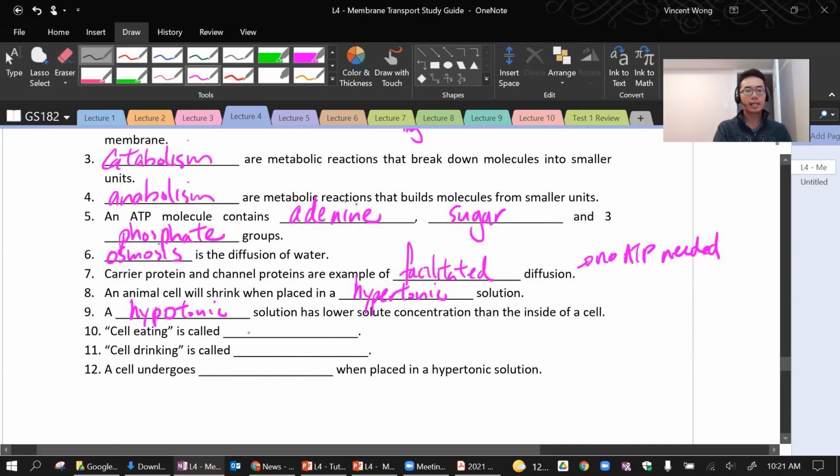Cell eating is called phagocytosis, and cell drinking is pinocytosis. A cell undergoes lysis when placed in a, oh sorry, this is hypertonic, so it's going to undergo plasmolysis.